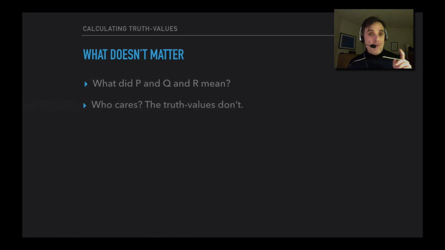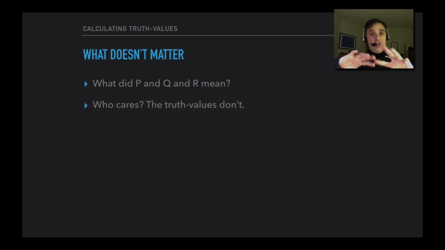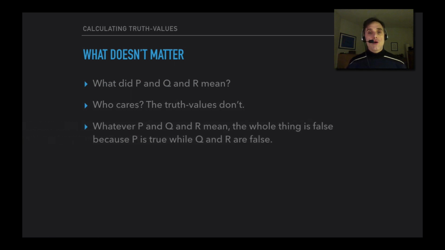We didn't care. What mattered were the truth values. The truth value of the conjunction P and Q says, I don't care what P and Q mean, just tell me what the truth values of P and Q are. The truth value of negation R says, I don't care what R means, just tell me what R's truth value is, and I will tell you what my truth value is. So whatever P and Q and R mean, given the truth values we assigned, P true, Q and R false, the whole thing is false. It doesn't matter what P and Q and R mean. We don't care, so we don't bother to say.